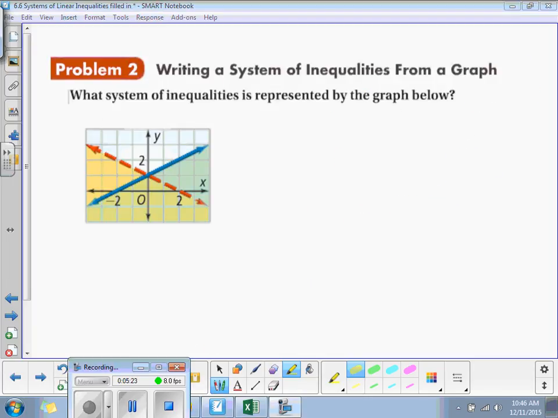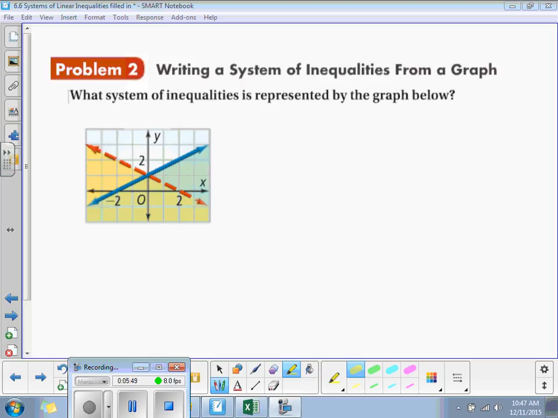Problem 2 is writing a system of inequalities from a graph. Okay? So when we do this, we need to look at what kind of line there is, solid or dotted. We need to look for where it's shaded, above or below. We need to find slope, and we need to find y-intercept. And then we put it all together with our inequality.